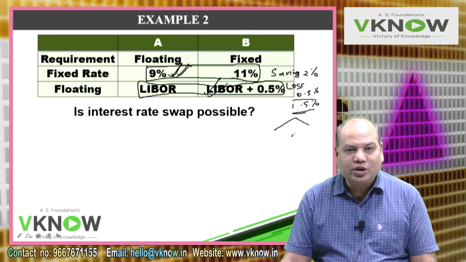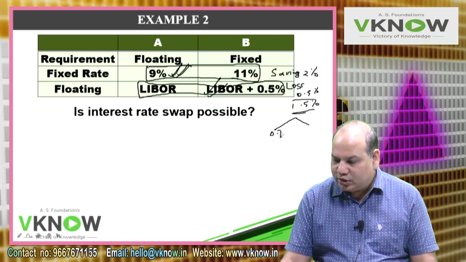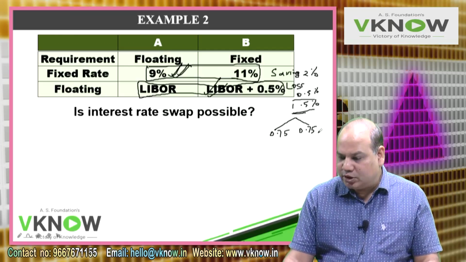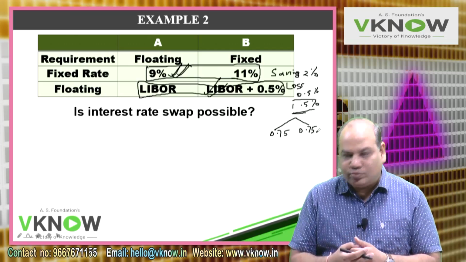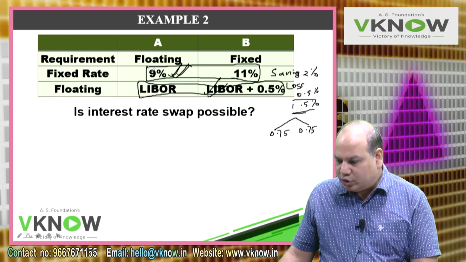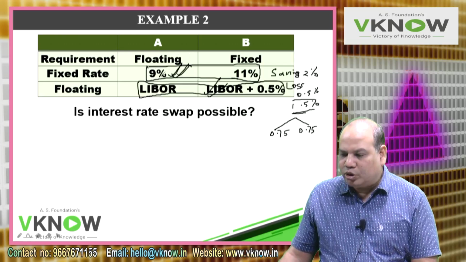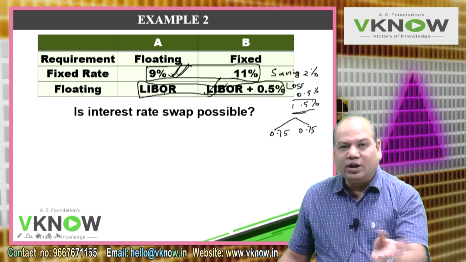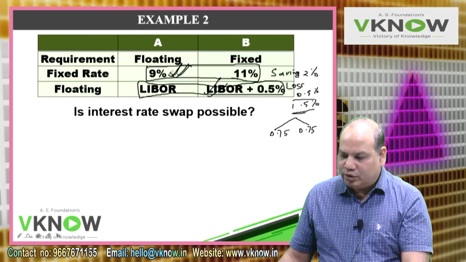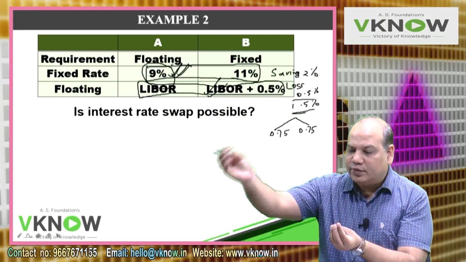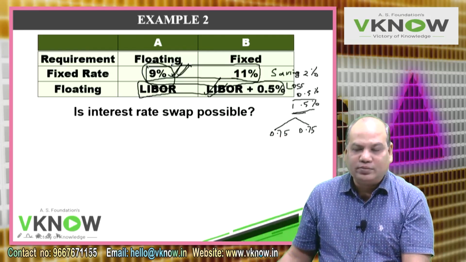And then what will they do? They will decide to share this gain equally. So A will get a benefit of 0.75% and B will get a benefit of 0.75%. So this way, if the two parties come together, they can save 0.75% each. How will they do it? A will borrow at 9, but in order to gain 0.75, it will transfer fixed rate to B at 9.75.